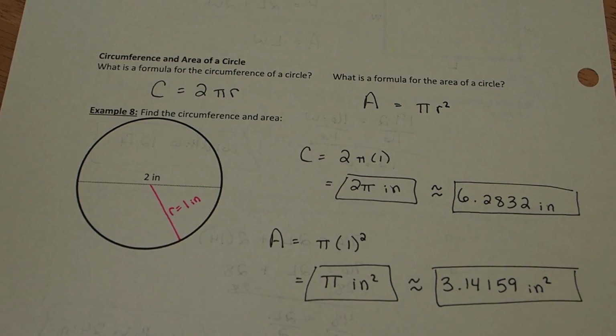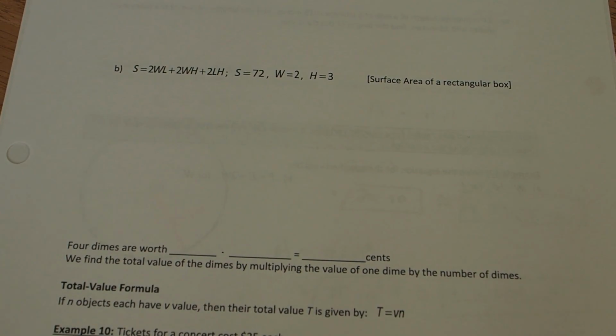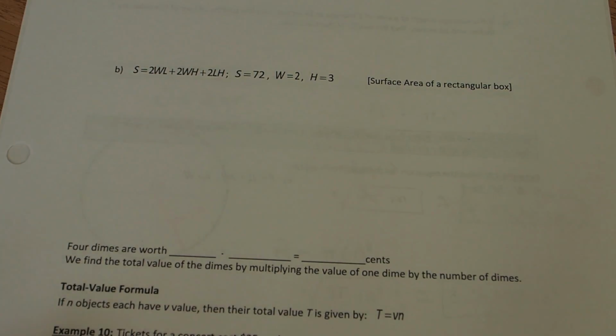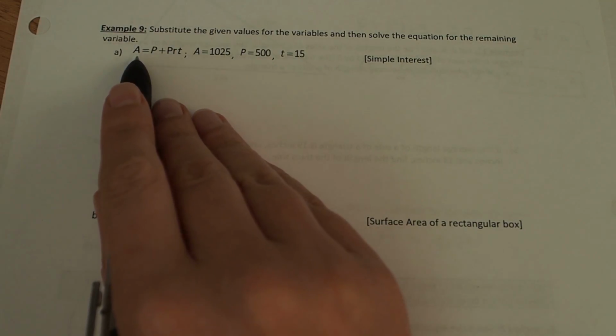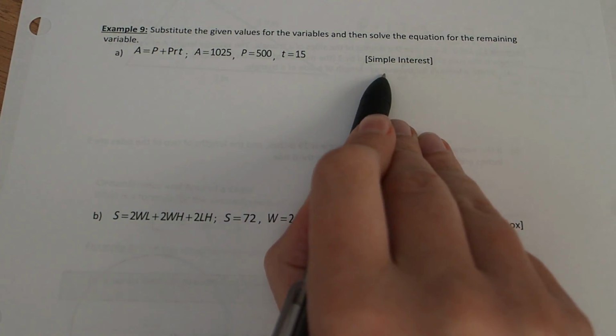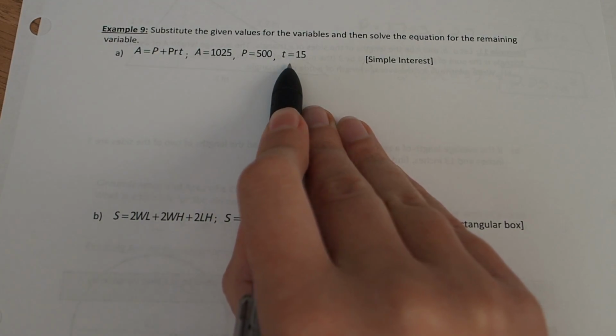Next page. The next page we're going to use the formula. This formula has already been given for us. It's the formula for simple interest. And we're going to use the values A, P, and t and solve for the missing variable.